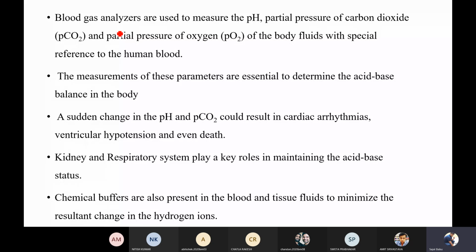So what is the blood gas analyzer going to do? The first thing that it is going to do is measure the pH, partial pressure of carbon dioxide, which is called PCO2, and partial pressure of oxygen, which is called PO2. So this particular blood gas analyzer is going to measure pH, PCO2, and PO2 of body fluids. We have different body fluids, and the analyzer will be capable of measuring these three parameters.